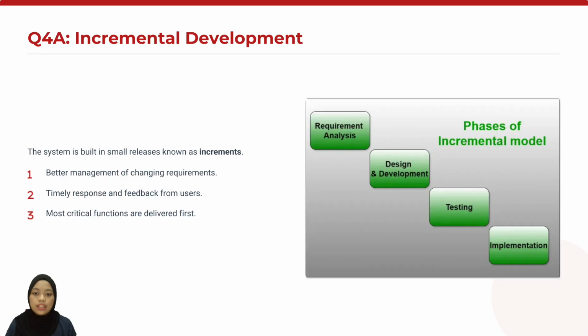Another reason for choosing this model is that it supports early user feedback. Users are able to test each increment and provide feedback, which helps identify problems or missing requirements at an early stage. This reduces the risk of major changes later in development and improves overall system quality. Overall, the incremental development model provides flexibility, reduces development risk, and ensures that the Bus Asia system can evolve gradually while still meeting user needs.